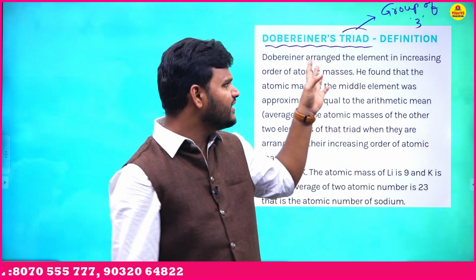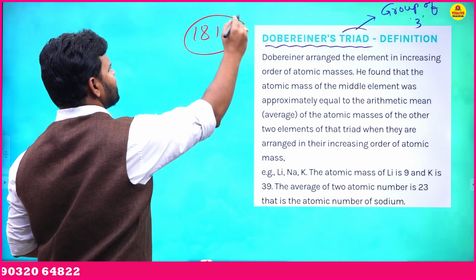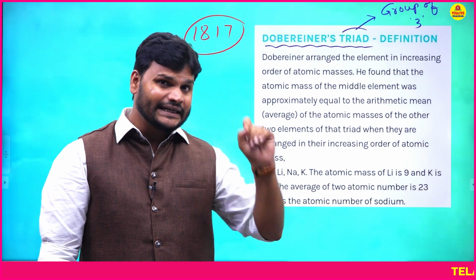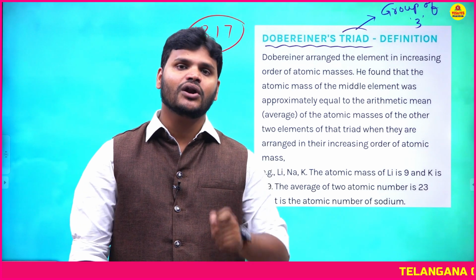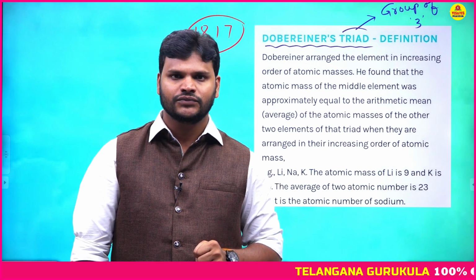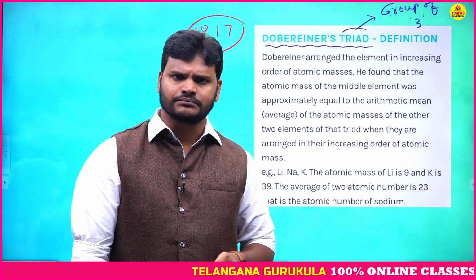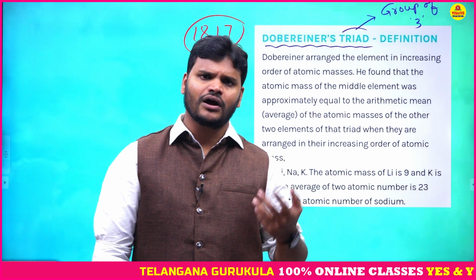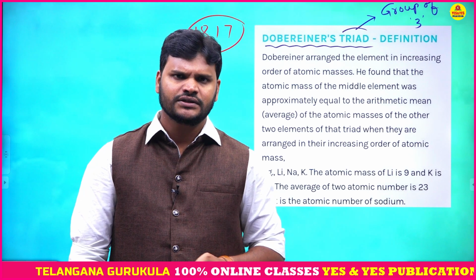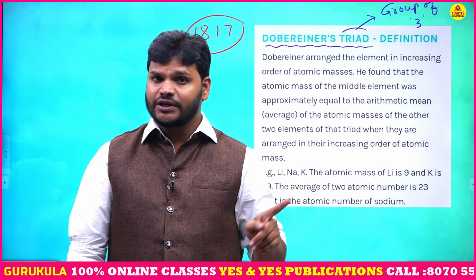Actually, this is an 18th century concept. At that time, only 53 elements were known. Noble gases were not found at that time. There was no scandium, gallium, germanium. A lot of elements were not discovered at that time. Only 53 elements were known. So this concept is applicable for groups.